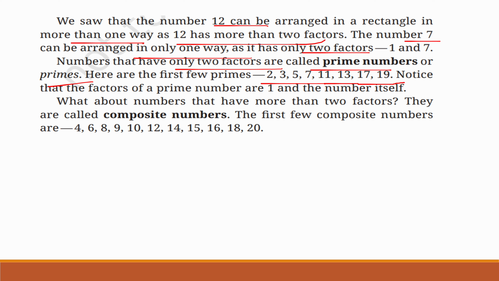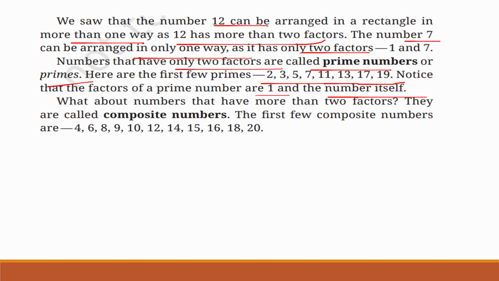Notice that the factors of a prime number are 1 and the number itself. For example, factors of 2, 1 and 2. Factors of 3, 1 and 3. Factors of 5, 1 and 5. So, the factors of a prime number are 1 and the number itself.